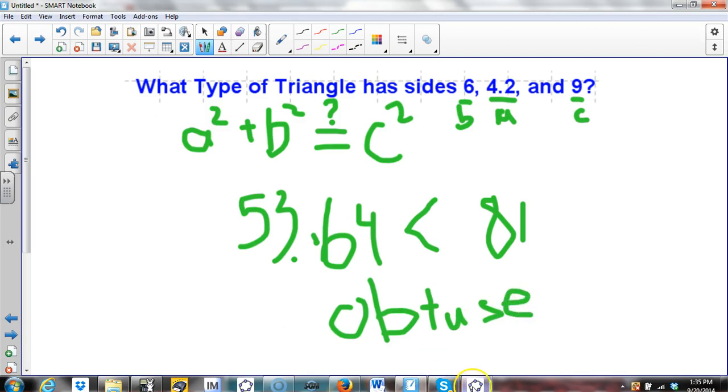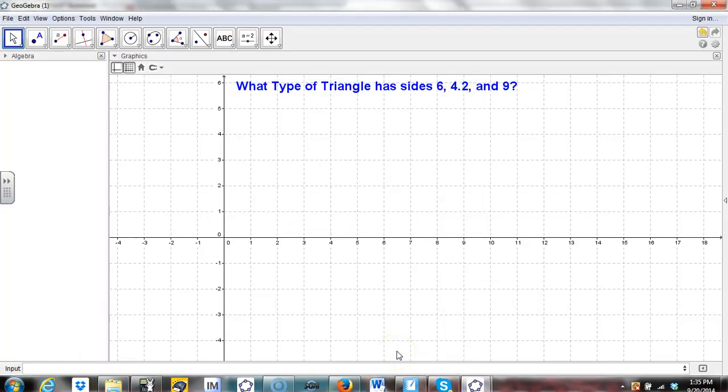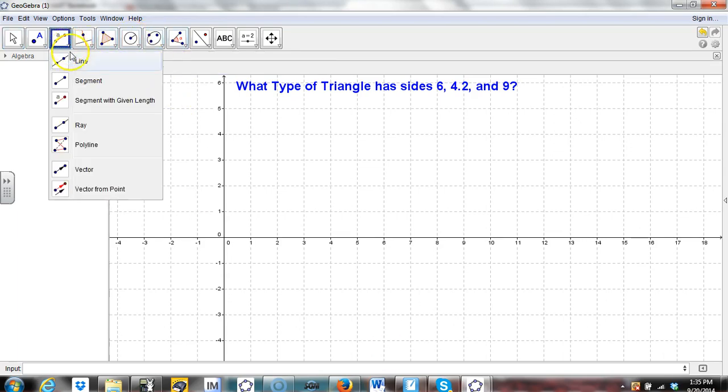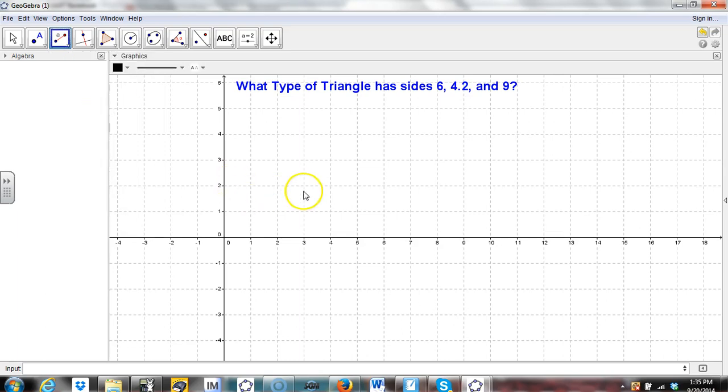And let's show the visual of why. So we just found out it's going to be obtuse. So when we make this triangle with these three side lengths, the triangle is going to have an angle that's bigger than 90 degrees. Okay, so I'm going to grab my segment tool, but not just the segment tool, I'm going to use the segment with given length tool.